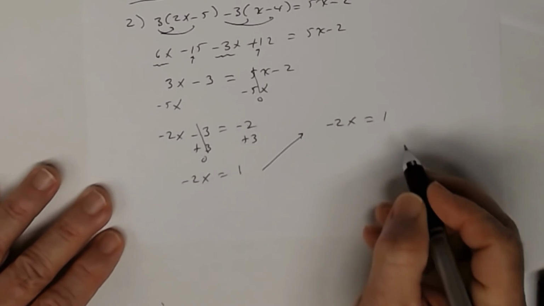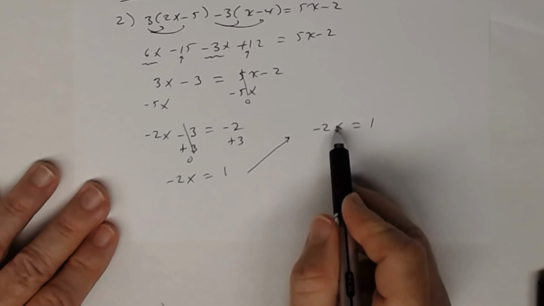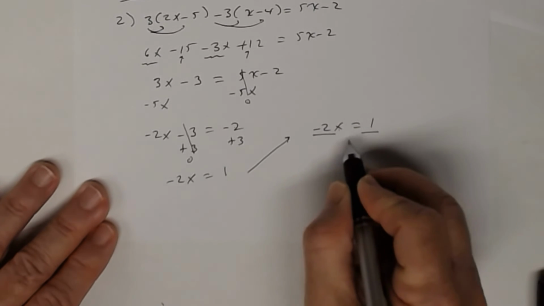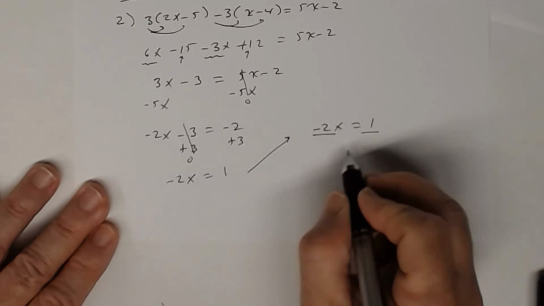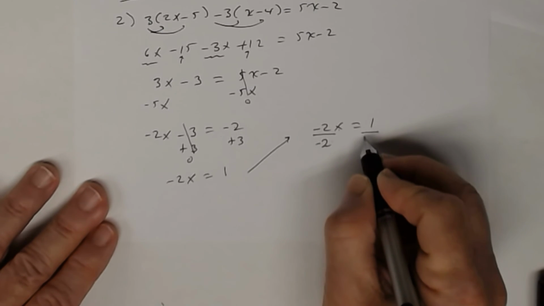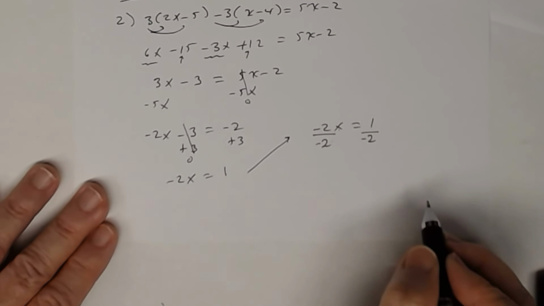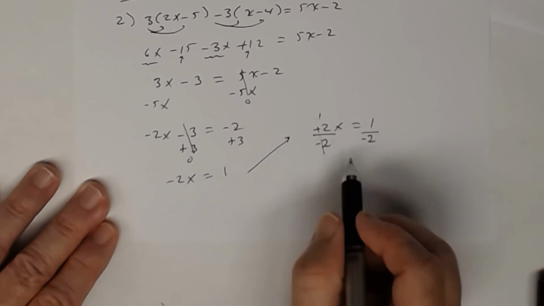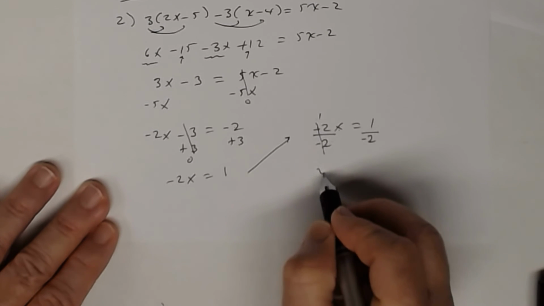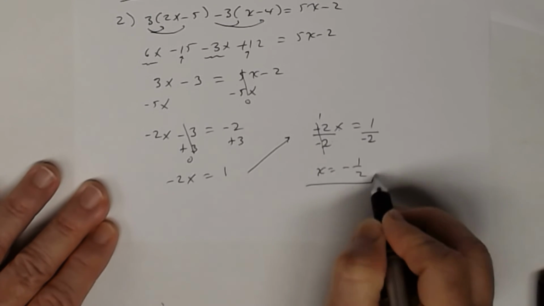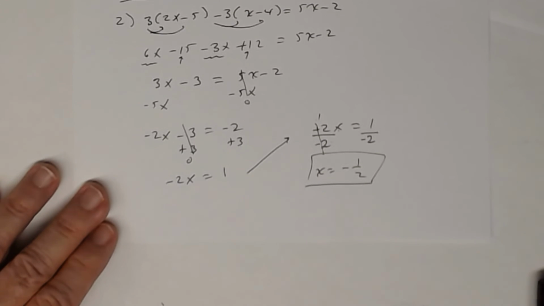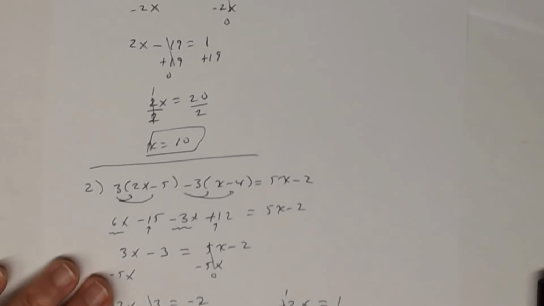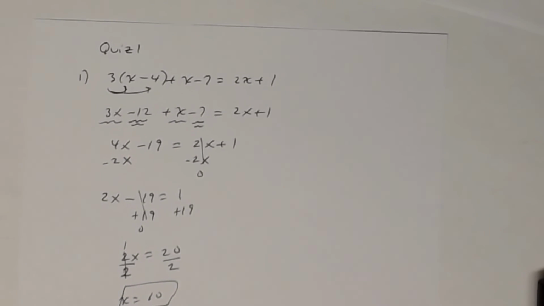And then finally, to get x by itself, right now you're multiplying by negative 2. The opposite of multiplying by negative 2 is to divide. So you have to show the division: divide both sides by negative 2. Negative 2 divided by negative 2 is 1. 1 times x is x. So you get x equals negative 1 half. All right. So that's the key to the two linear equations that were on that quiz number 1.